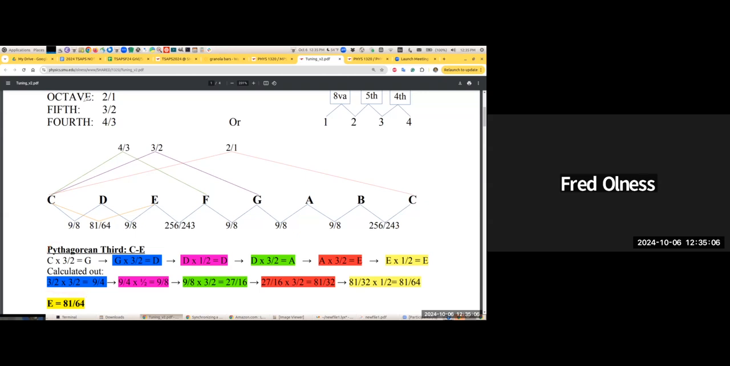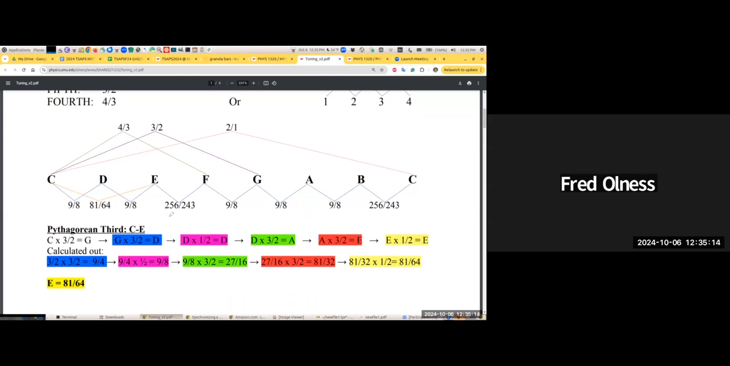Basically, you say I've got an octave and a fifth. How do I get from that to get my third? And you can use the cycle of fifths. Okay, and so here's what we get. We get the E is 81 over 64. And you could do something similar to figure out how to get the half steps, the whole steps here and the half steps here, major second, minor second.